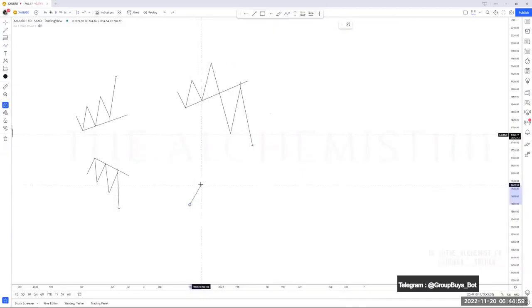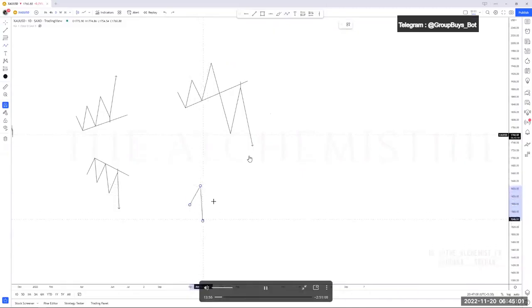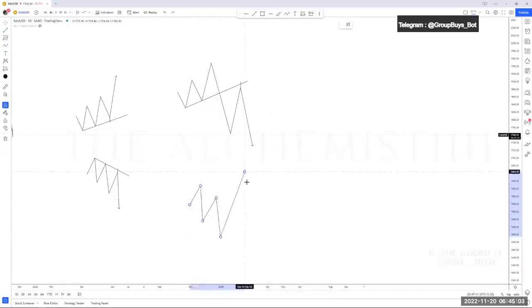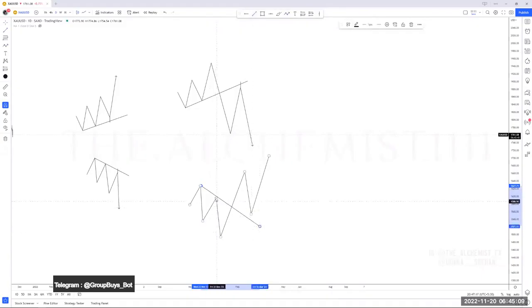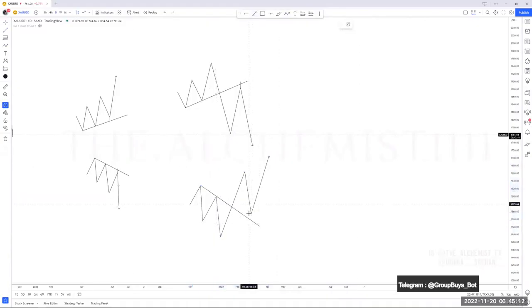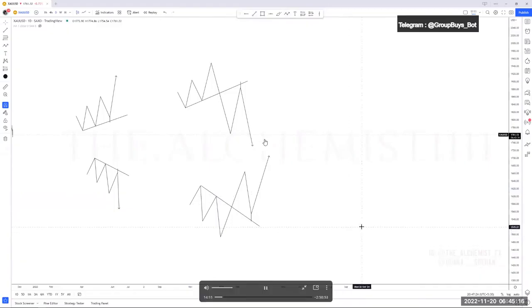And same thing. Let's say we have something like this. Second touch, now it is broken. What happens? Then it turns into a support and goes up. This will be the next one. You get it, right? Same thing: first touch, second touch. Once it breaks, we can expect price to tap into that and then go back up.